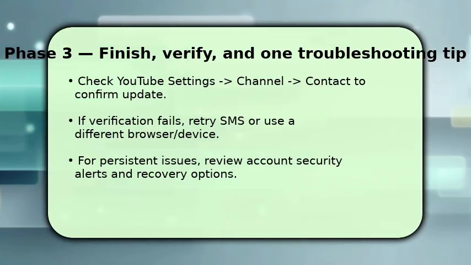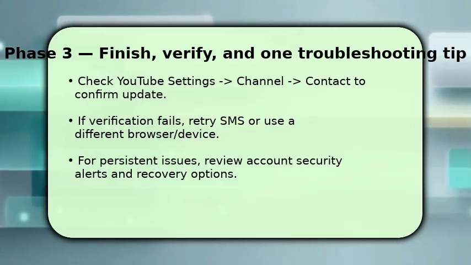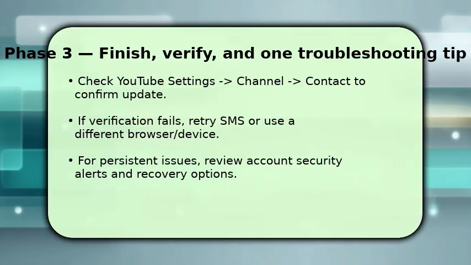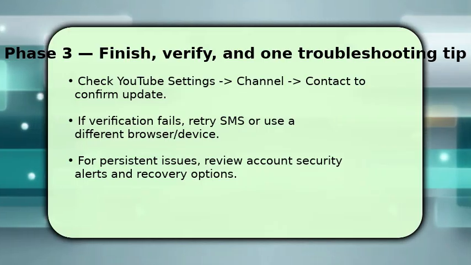If you still get errors, use a different network or device and check for security alerts in Google account that may block updates. Key troubleshooting tip: if SMS never arrives, request an automated call and verify carrier restrictions or temporary blocks.